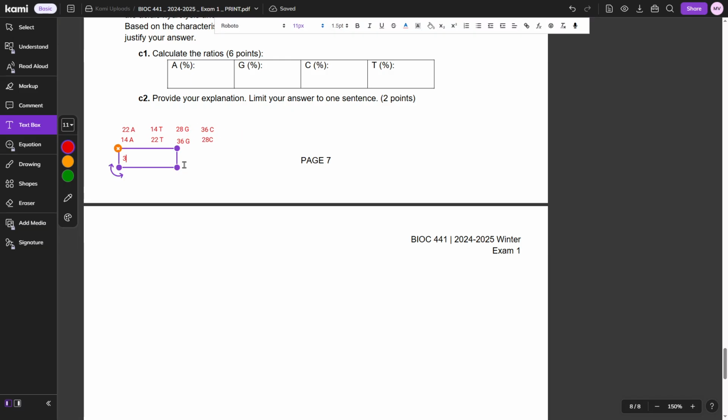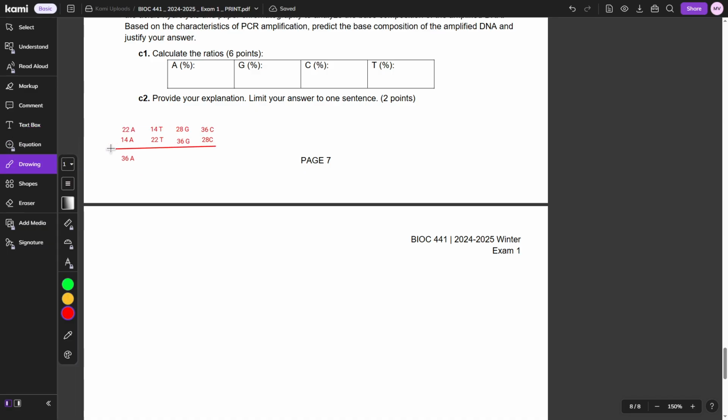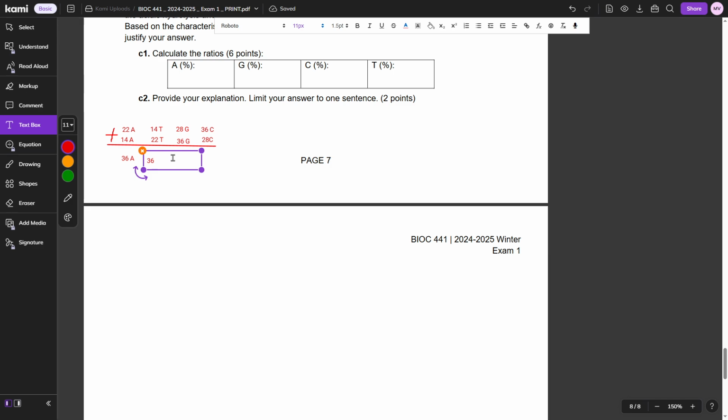this I believe is 36 A. Just gonna add a plus sign here to make it a bit more formal. This is gonna be 36 T's. See how these are starting to match up now? Look at how the A's and T's are now the same number because it's double-stranded now. 28 and 36, that's 64, I think, if I've done that right. 64 G's. And 64 C's. Great. Okay.